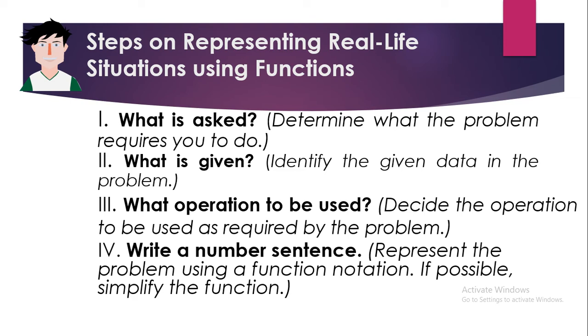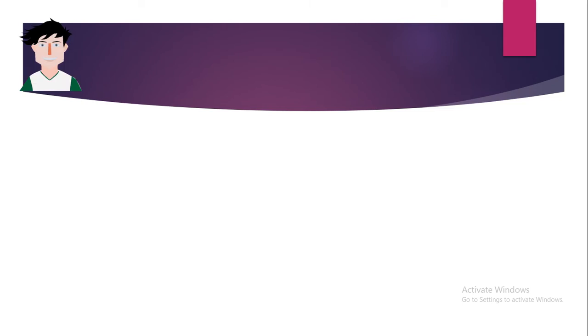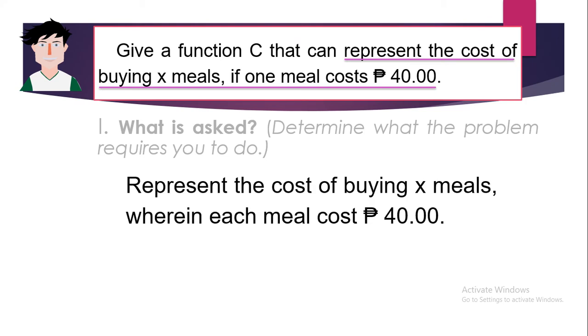Now, let us apply those different steps in answering the following problem. The first problem: give a function C that can represent the cost of buying X meals if one meal costs 40. So we will follow the 4 steps that were mentioned earlier. The first one, what is asked? We need to determine what the problem requires us to do, which is to represent the cost of buying X meals wherein each meal costs 40 pesos.